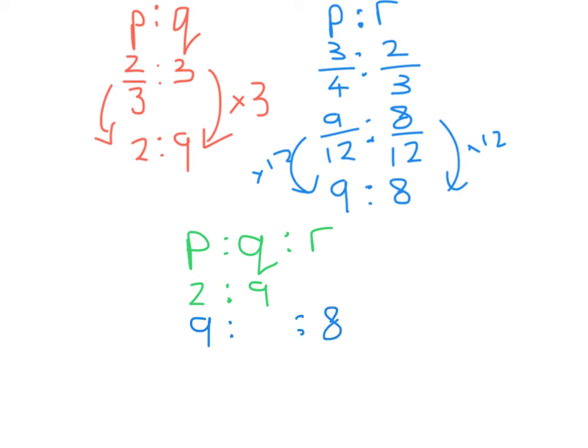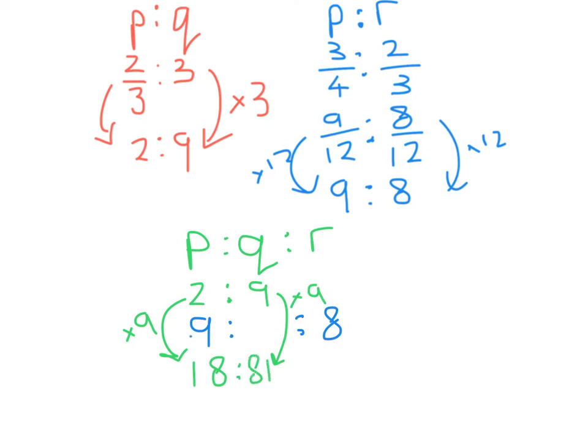So then I'm thinking, well, I need to get a common multiple for the P's, because I've got both P's for both ratios, so I'm going to use 18. So I need to think, well, how did I get from 2 to 18? I times by 9. So I need to times this one by 9, which is 81.